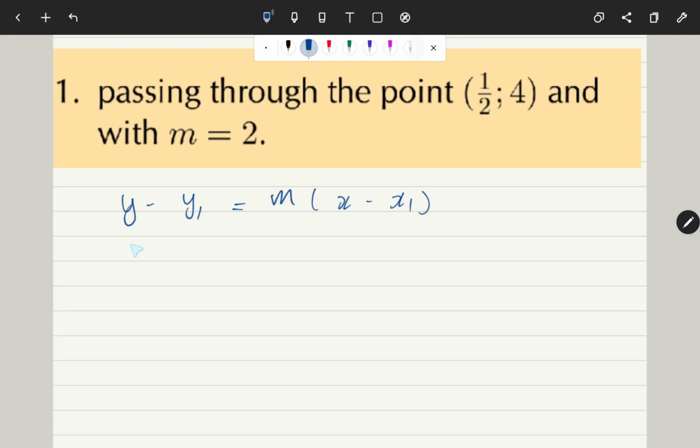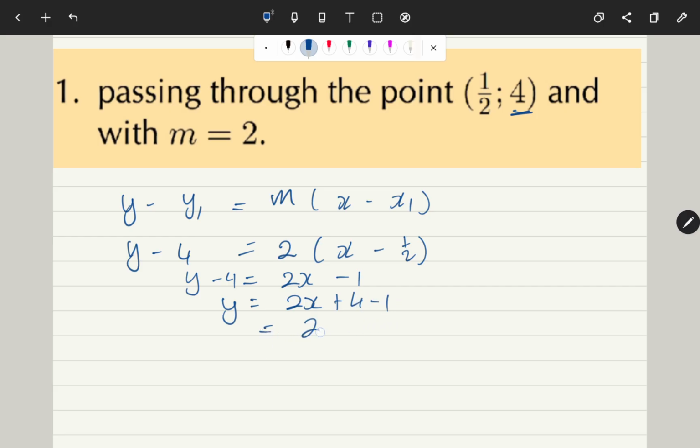So now let us do the substitution. Y minus y1, and y1 is 4. We have 4 right here. And then you have your gradient, which is 2, times x minus a half. That gives 2x minus 1, and that is y minus 4. Now I transpose: I have 2x, plus 4 minus 1, that is 2x plus 3. You see that?